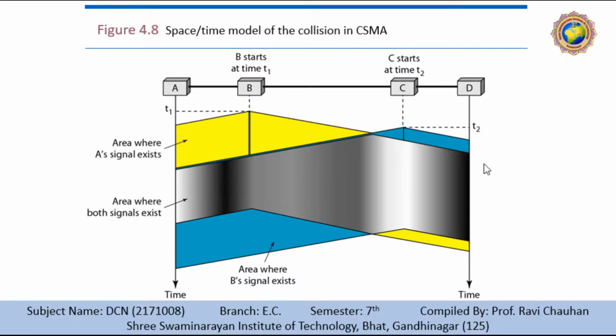At time T1, station B senses the medium and finds it idle, so it sends its frame. At time T2, where T2 is greater than T1, station C senses the medium and finds it idle, because at this time the first bit from station B has not reached station C. So station C also sends a frame. The two signals collide and both frames are destroyed.